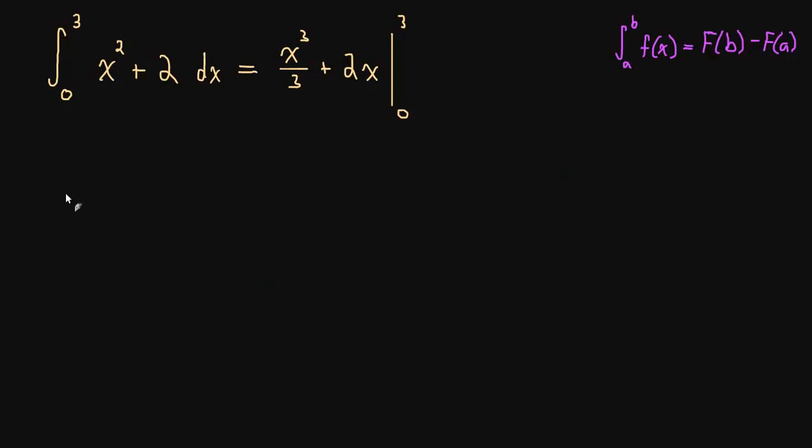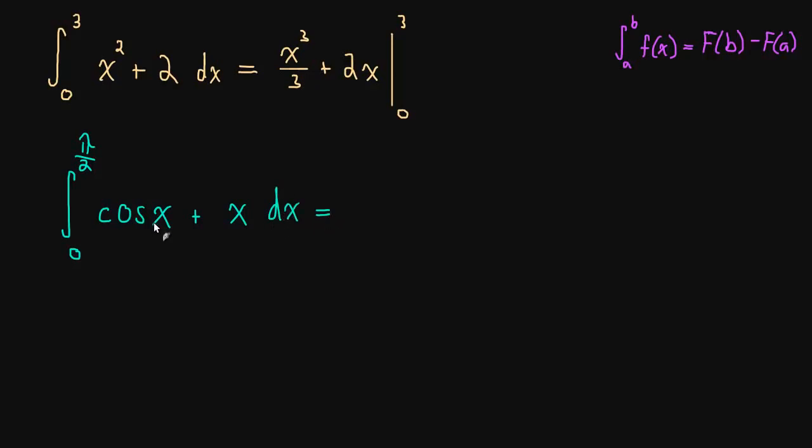Let's say we want to look at the antiderivative from 0 to pi over 2 of cos x plus, let's do just x.